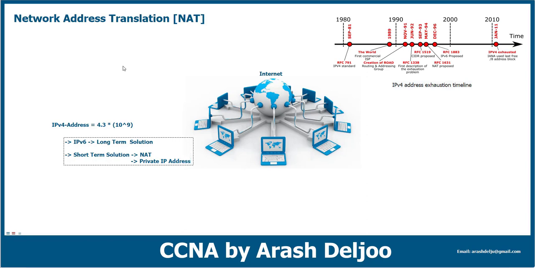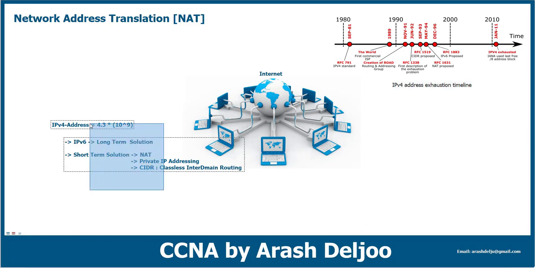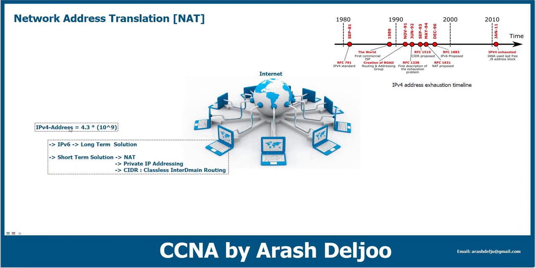Okay, and after that, maybe the next short-term solution is CIDR, or classless inter-domain routing. Okay, I know that in CIDR, we have some features related to routing, not only addressing. But let me first review these solutions, private IP addressing and also CIDR. After that, we can start to talk about NAT, and after that we can configure NAT, and finally we will learn about this short-term solution.